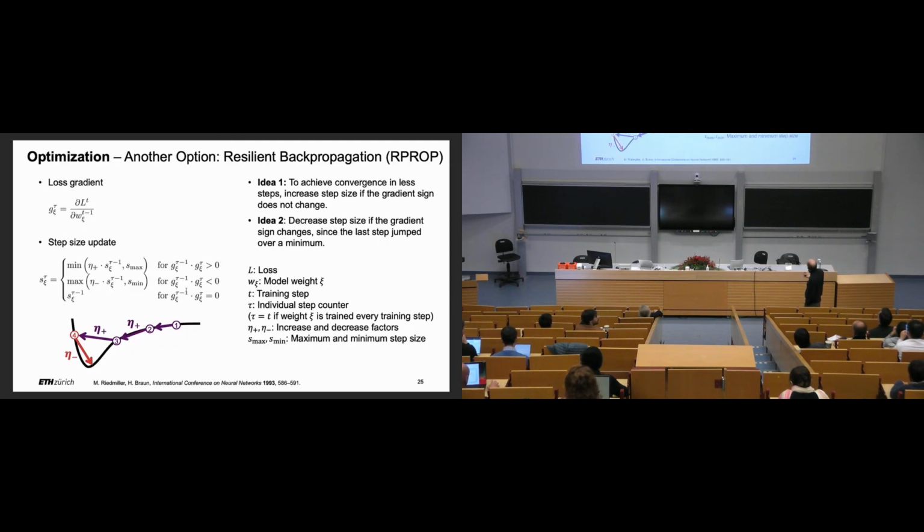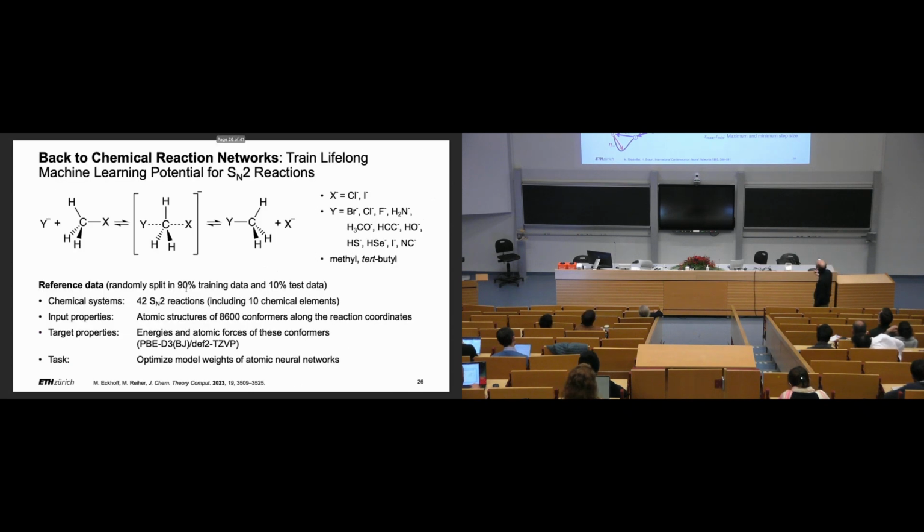Here's another one, the resilient backpropagation, RPROP. It relies on the loss gradient and has a different way to set up the step size. It realizes different ideas. For instance, it can change the step size if the gradient sign doesn't change. If it changes, it basically means that you have crossed the minimum, and then you would actually have small step sizes, so in this way it's adaptive.